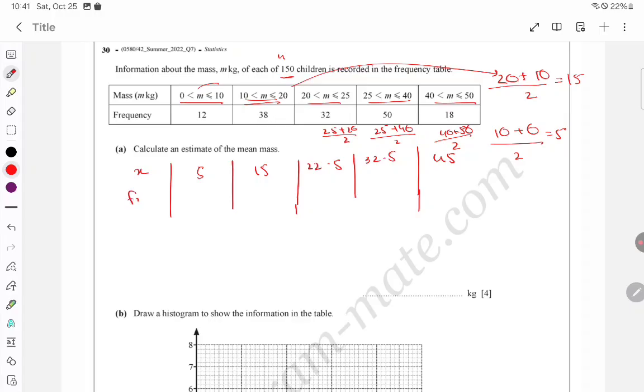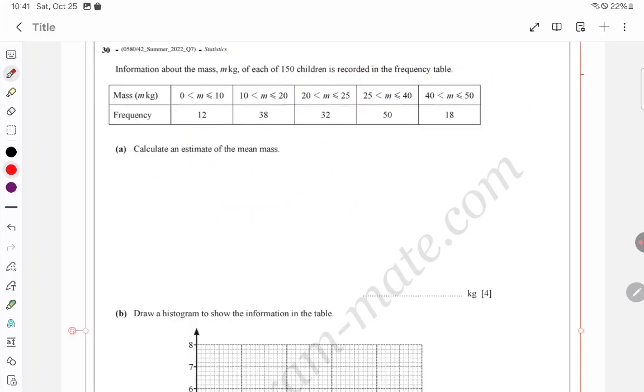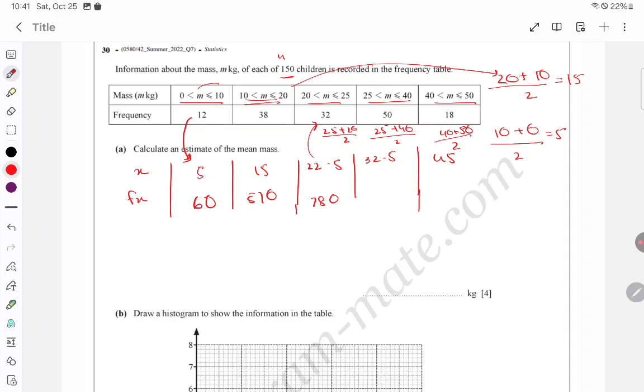This is our x. Now for fx, multiply the frequency with the midpoint. 12 into 5 will give us 60. 15 into 38 will give you 570. 22.5 into 32 will give you 720.